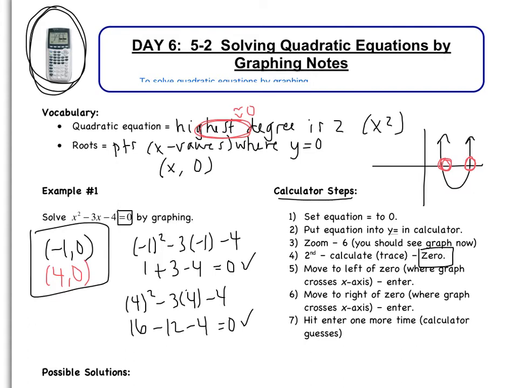So these are my two solutions. You don't have to check them every time. I just wanted us to see that these x values are the x values where y is going to be 0.